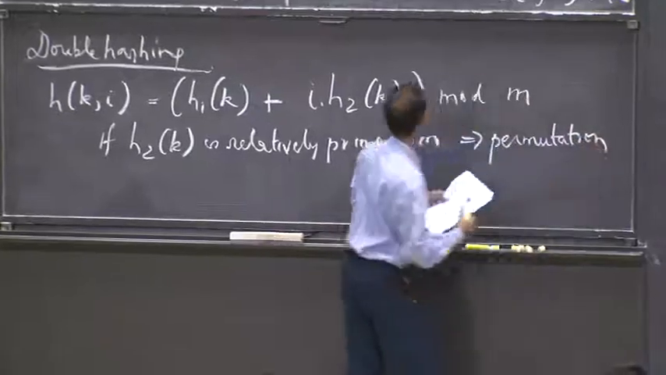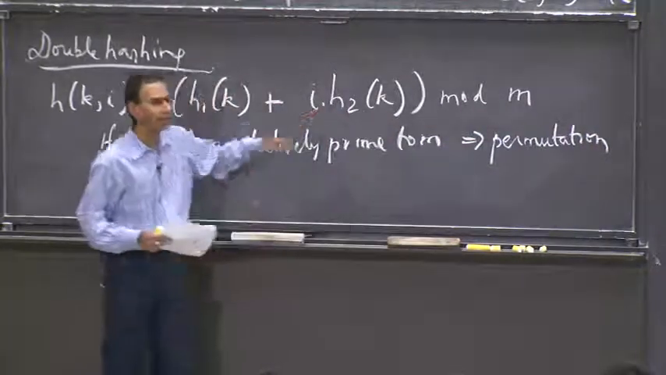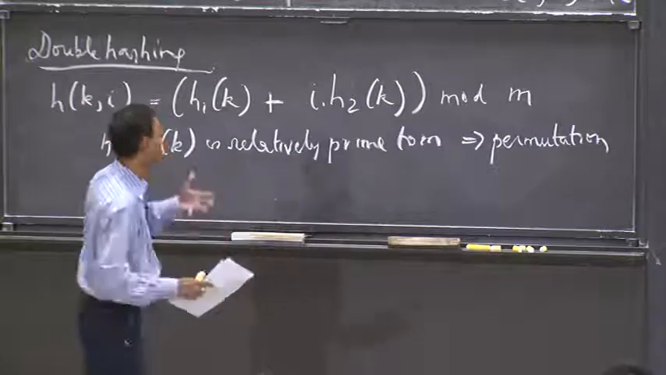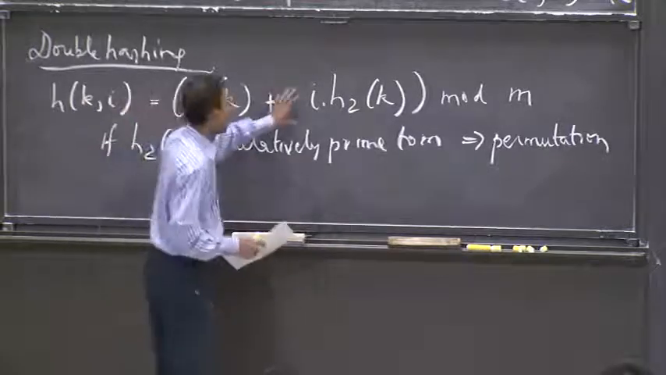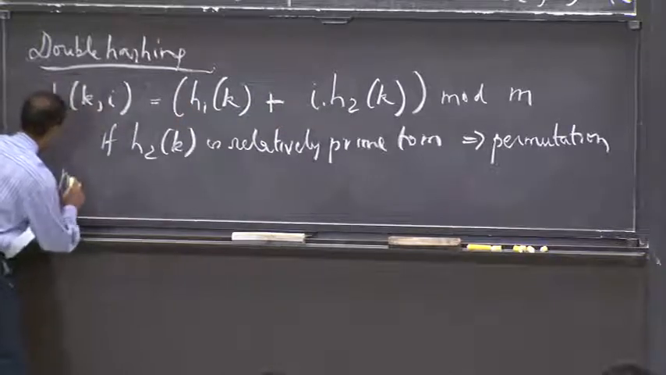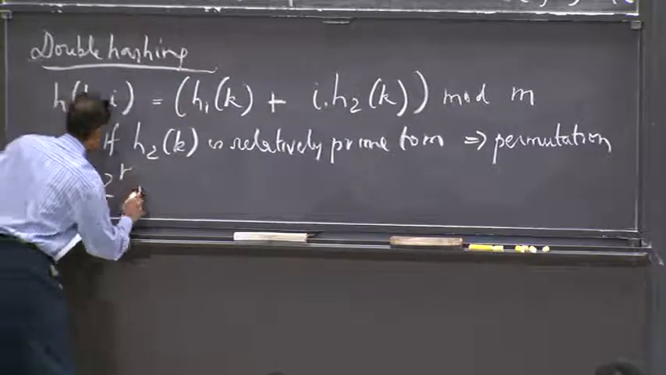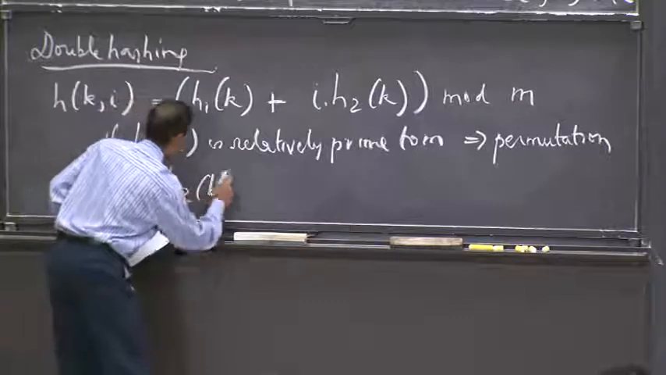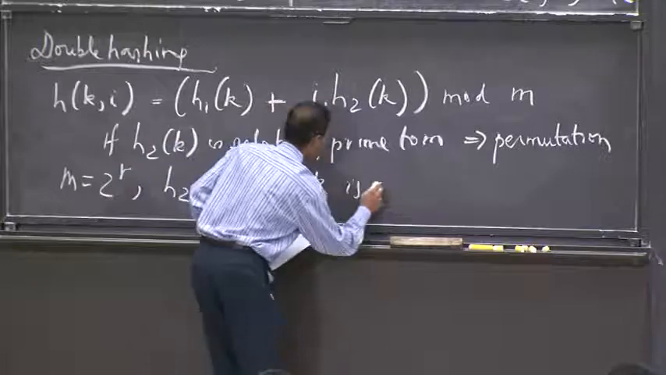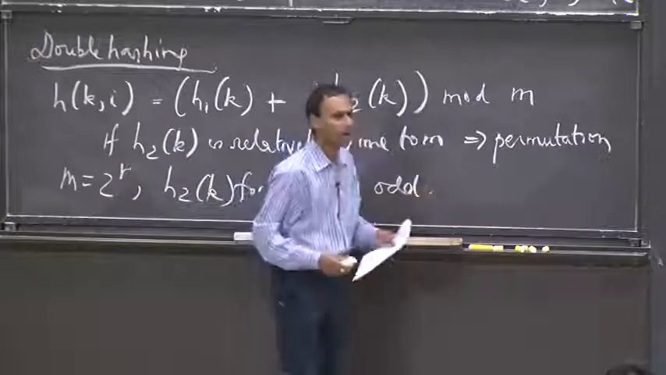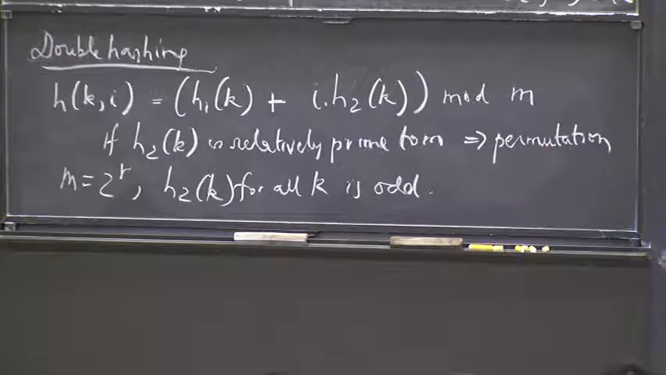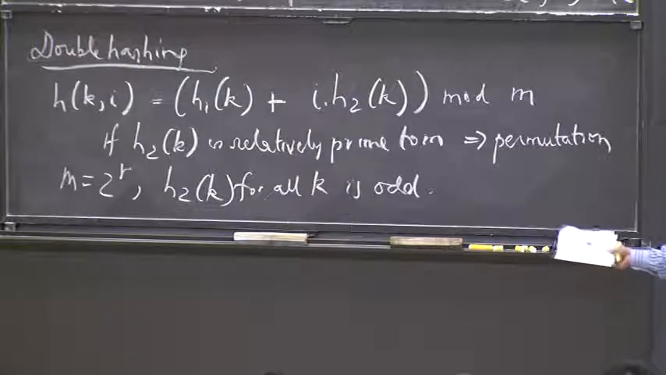implies a permutation. It's similar to what we had before. You're multiplying this by i, which keeps increasing, and you're going to roll around. All right? I mean, you can do a proof of it, but I'm not going to bother. The important thing here is that you can now do something as simple as m equals 2 raised to r, and h2(k) for all k is odd. And now you're in great shape. You can have your array be 2 raised to something, which is what you really want.